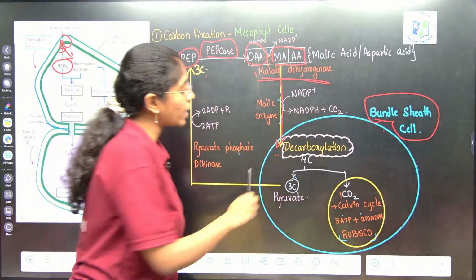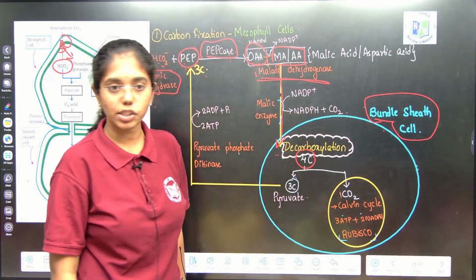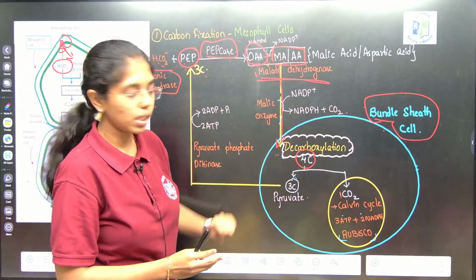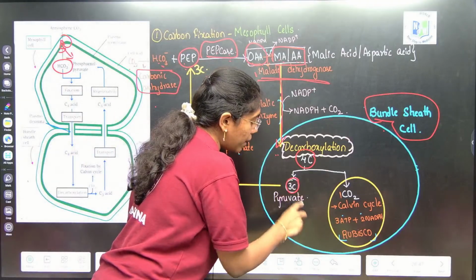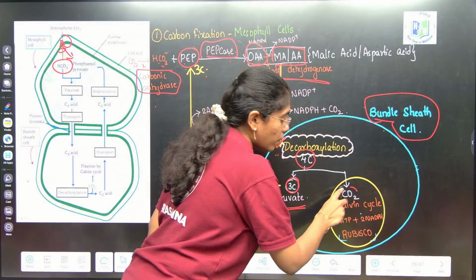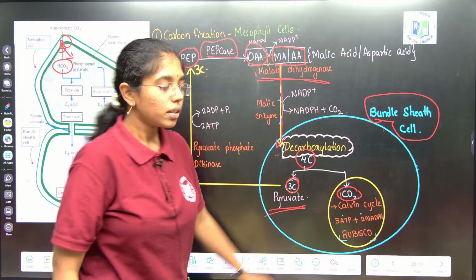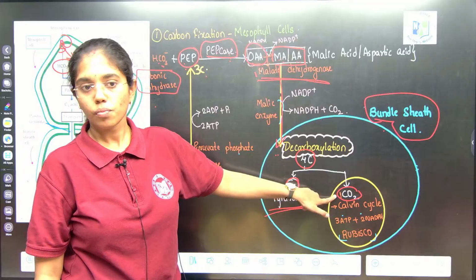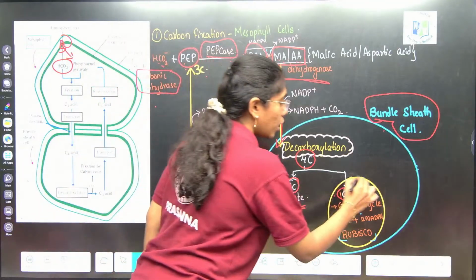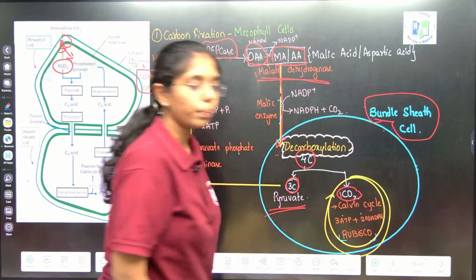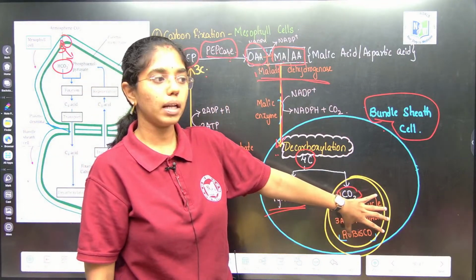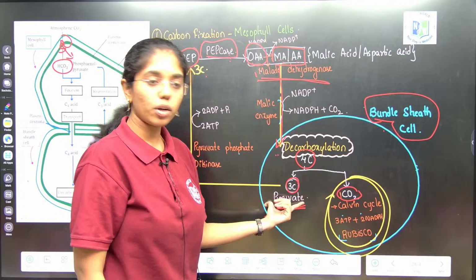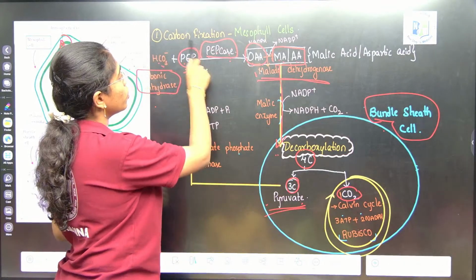Immediately this 4 carbon compound entering into the bundle sheath cells gets decarboxylated. Decarboxylation occurs into 3 carbon pyruvate plus 1 carbon dioxide. This 1 carbon dioxide will run the show of Calvin cycle inside bundle sheath cells. Okay? 1 carbon dioxide is accepted by RuBP, Rubisco enzyme is there in bundle sheath cells, and this will run the show. Next, pyruvate, which is 3 carbon compound, gets regenerated back into the mesophyll cells.